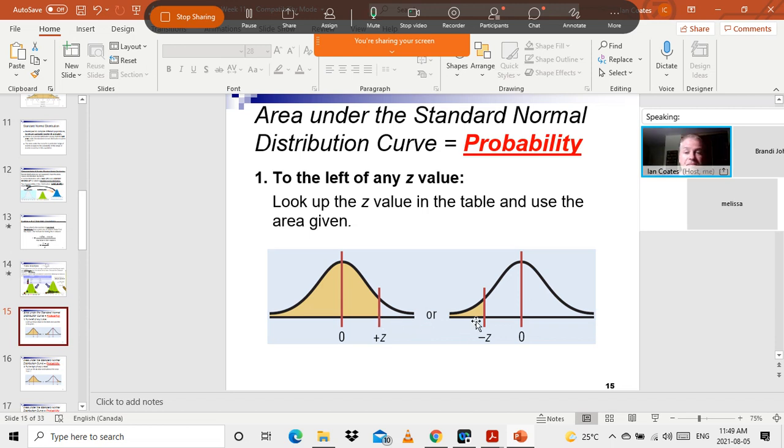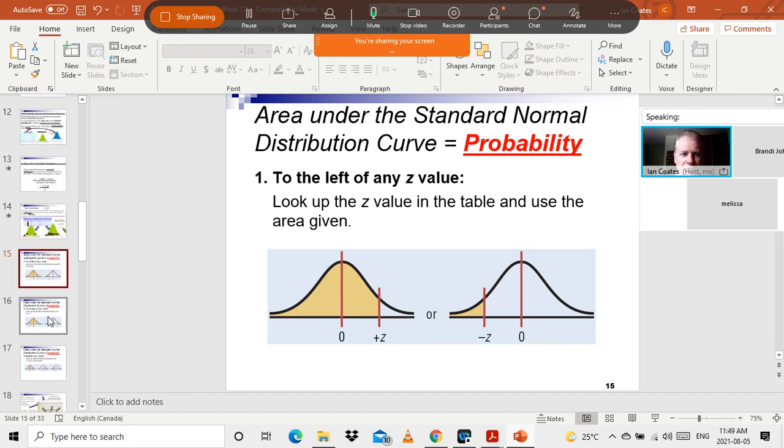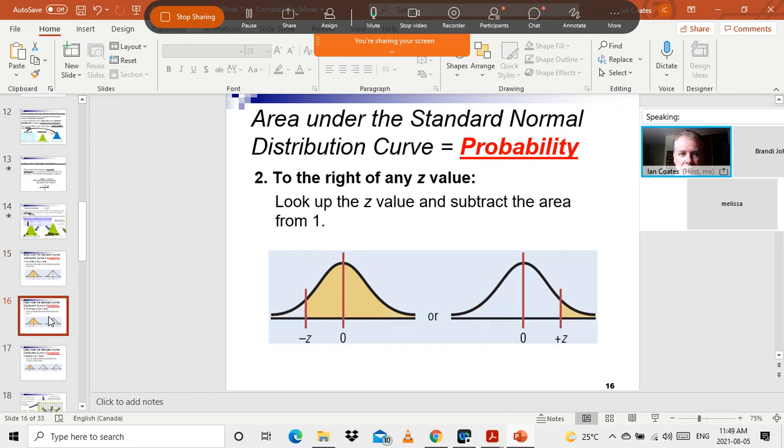Or I could ask you guys to find just this area. Now, how would you do that? Not too bad. Okay, we'll show you guys all these. I've got lots of examples. Kind of the flip side there, I could ask you guys to find the area of anything to the right of a Z value. And again, this question right here, that's 50%. So you see how you're going to be doing these? I'll show you guys these right here.